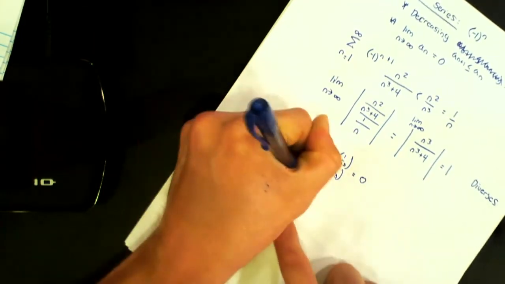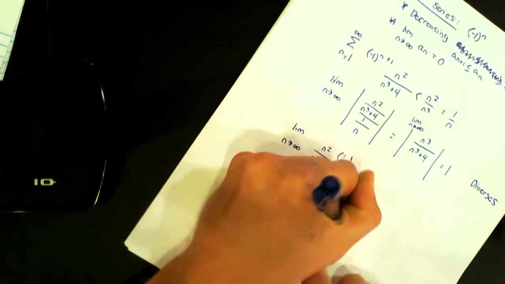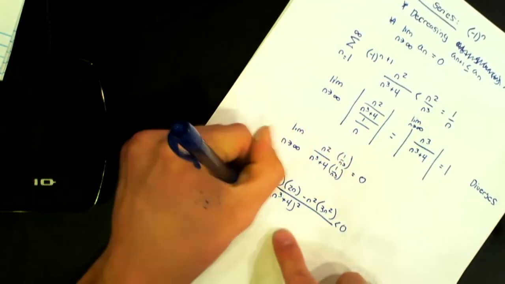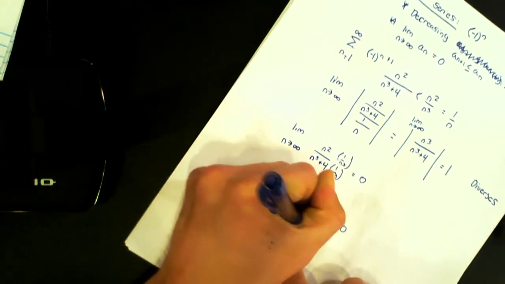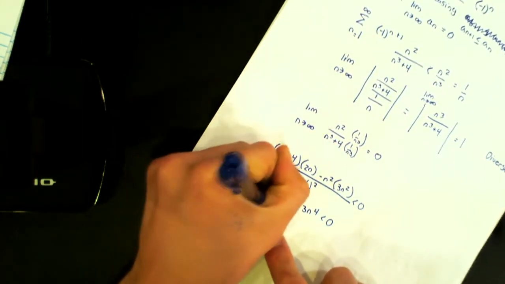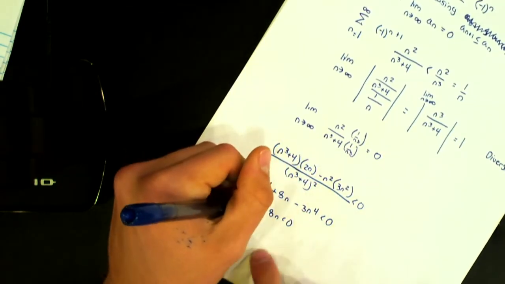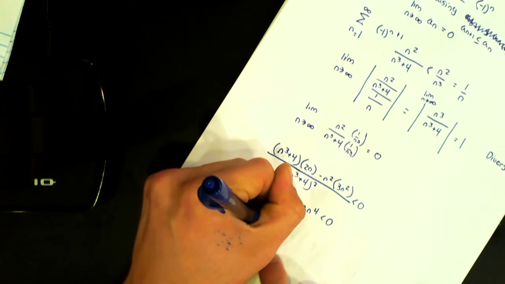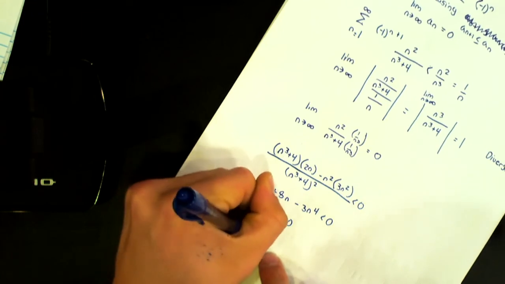Bottom times the derivative of the top, minus top times the derivative of the bottom, over bottom squared, less than 0. It cancels out. We get 2n to the 4th plus 8n minus 3n to the 4th, less than 0. So then we do a little math here. We get negative n to the 4th plus 8n less than 0. We could factor out an n and divide it out. So we get 8 minus n cubed is less than 0. n cubed is greater than 8.